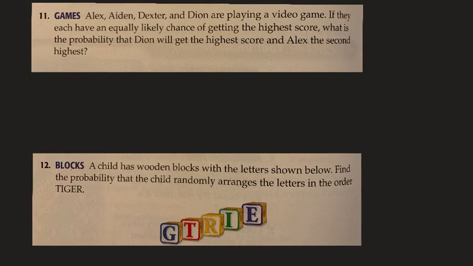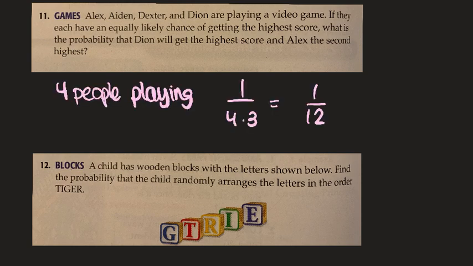All right, read question 11, type in your answer. The probability is 1/12. There are 4 people playing, so 4 options for the first, the high score, and 3 options for the second highest score, 1 out of 12. All right, move on to question 12. Read it, type in your answer.